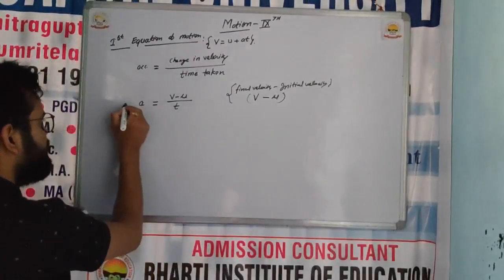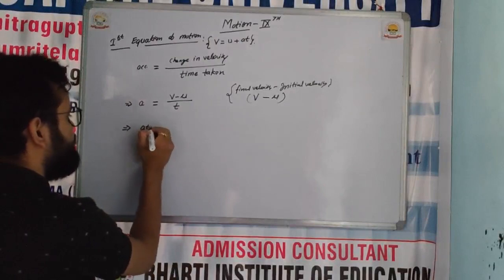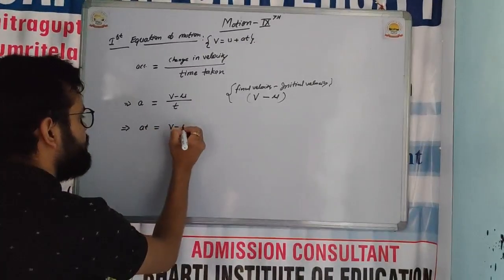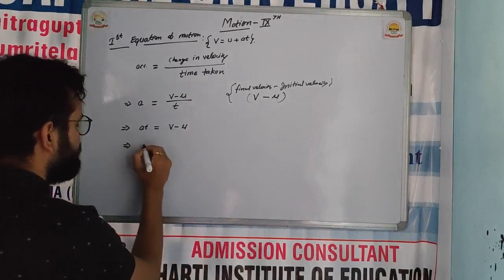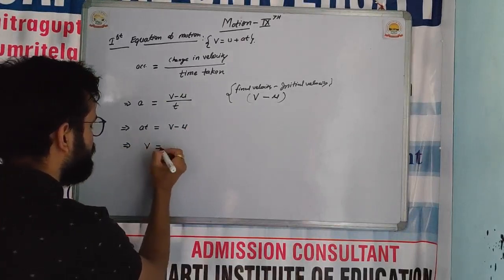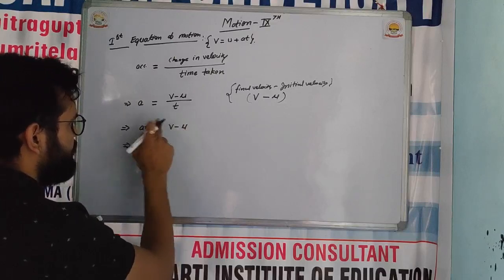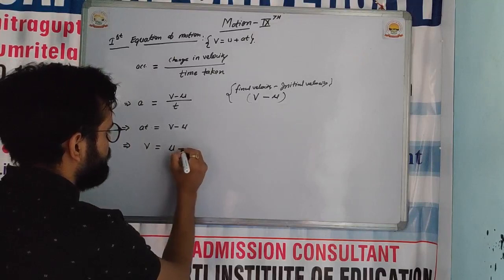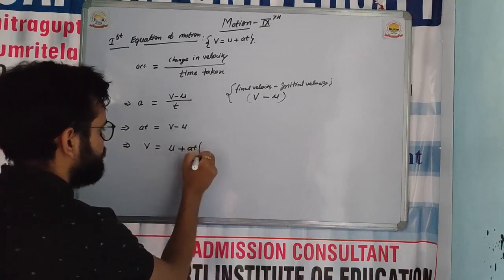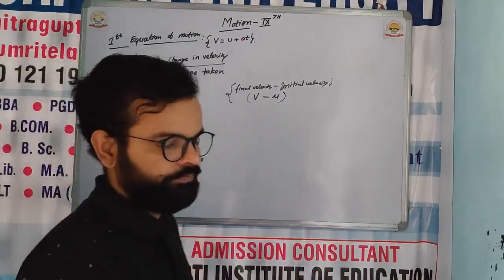So on cross multiplication, we get at equal to v minus u. Now on shifting, we get v equal to... this is negative, so it comes to the left side as positive. So we have v equal to u plus at. This is the first equation of motion. Clear?